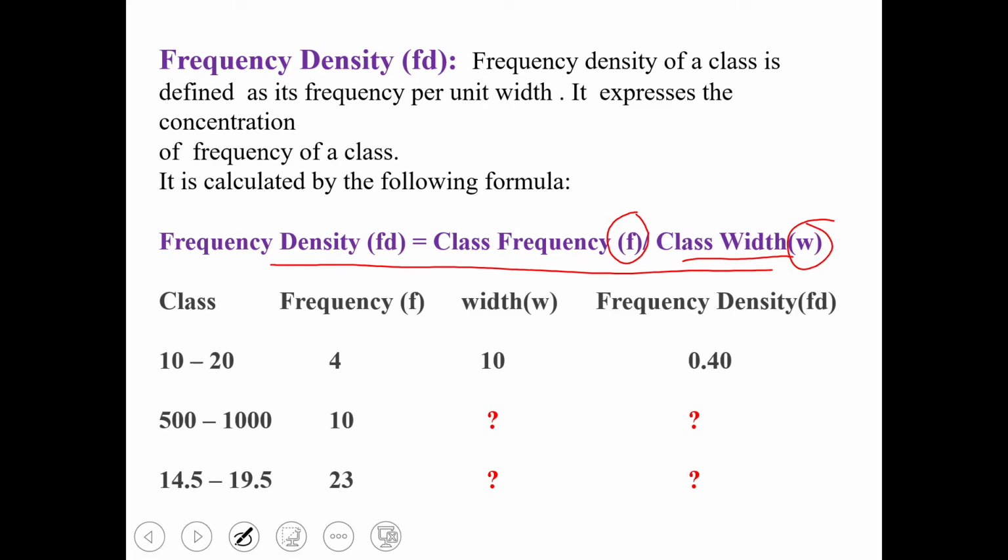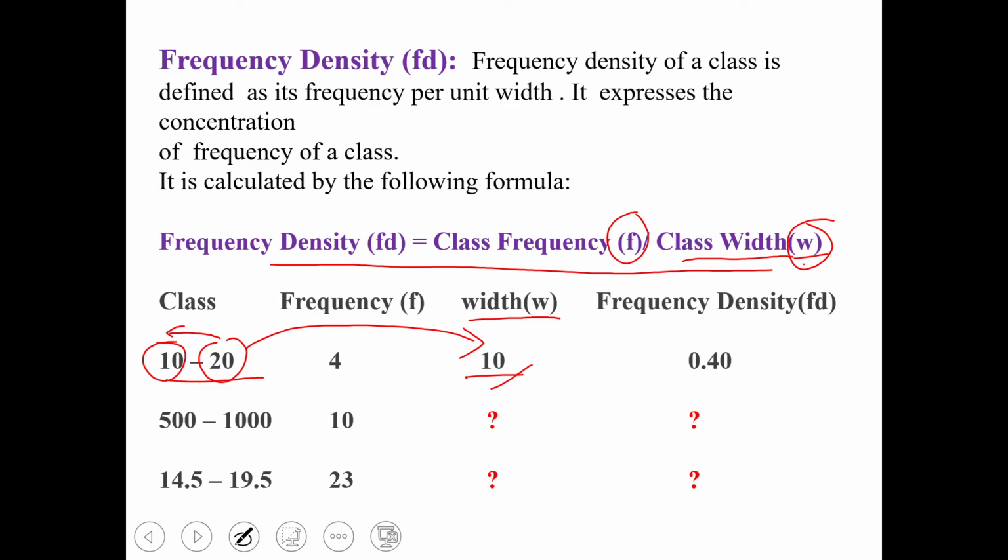So we have to find the W value. W means width. Here you can see the class range is 10 to 20, which means the width is 10. This is the upper limit and this is the lower limit. If you subtract the lower limit from the upper limit, you get the width, the value 10. So 20 minus 10 equals 10. In this way you can find the width of any class.